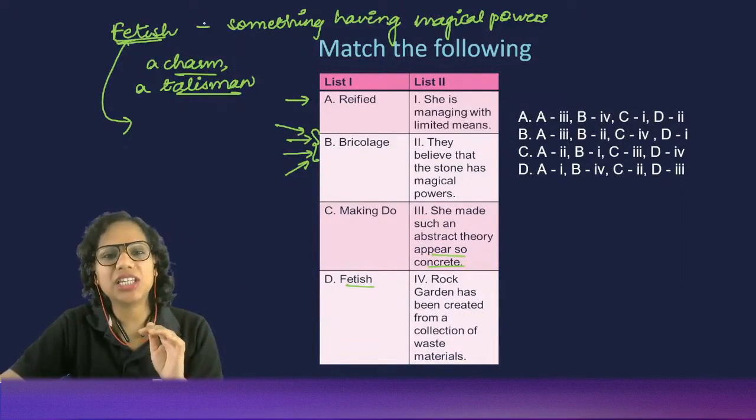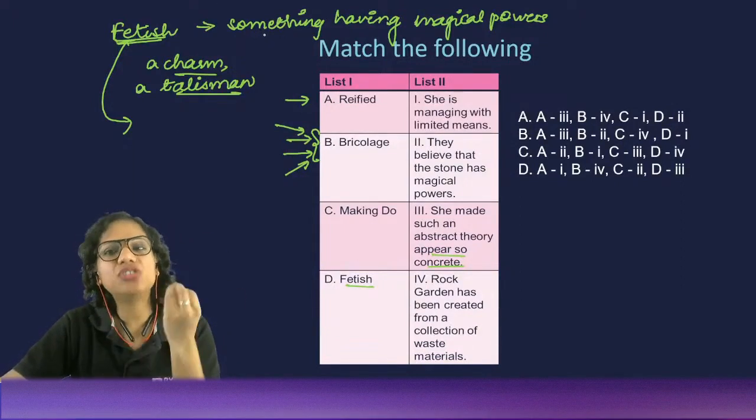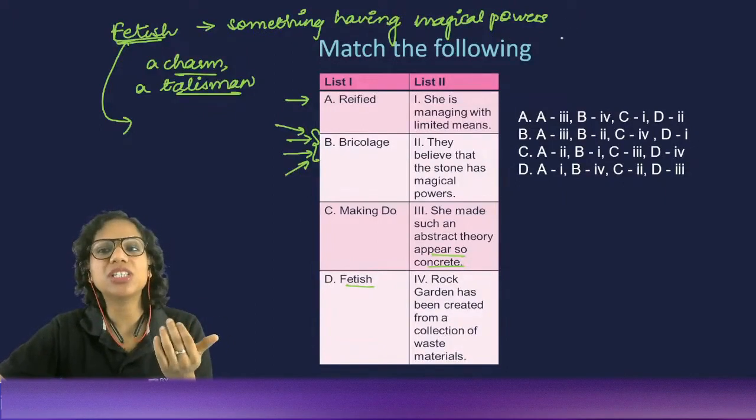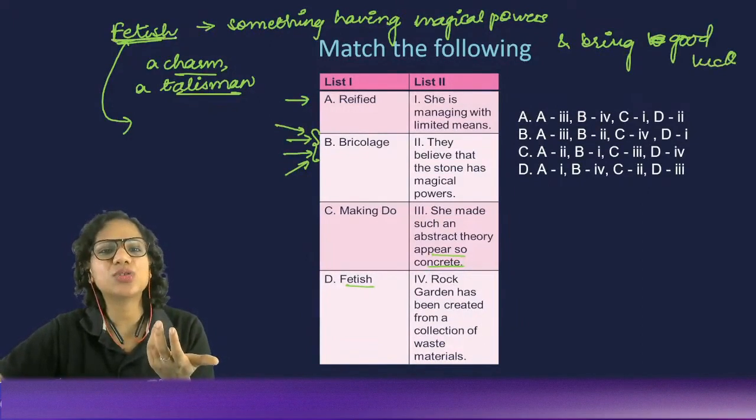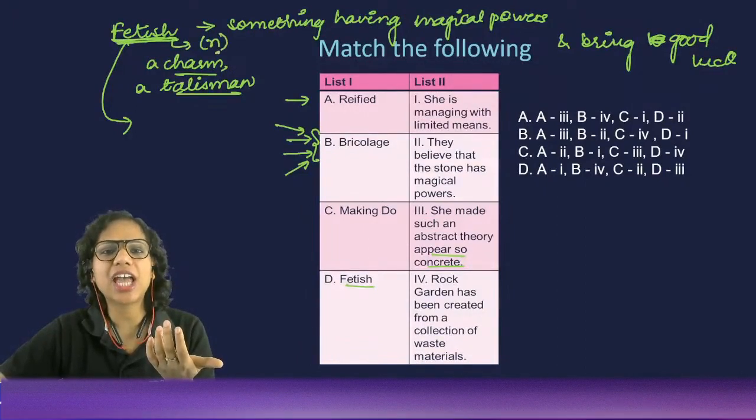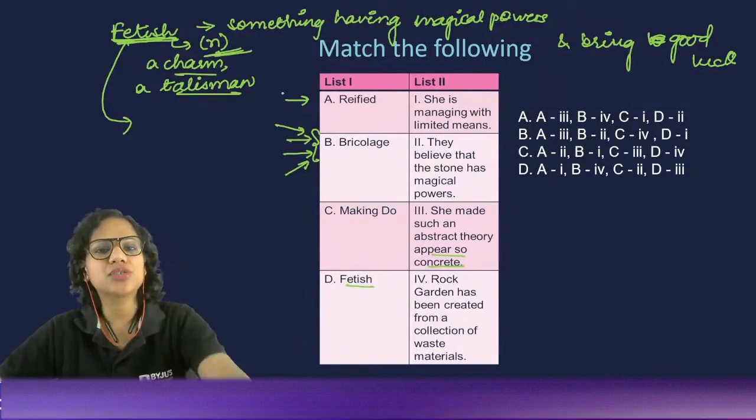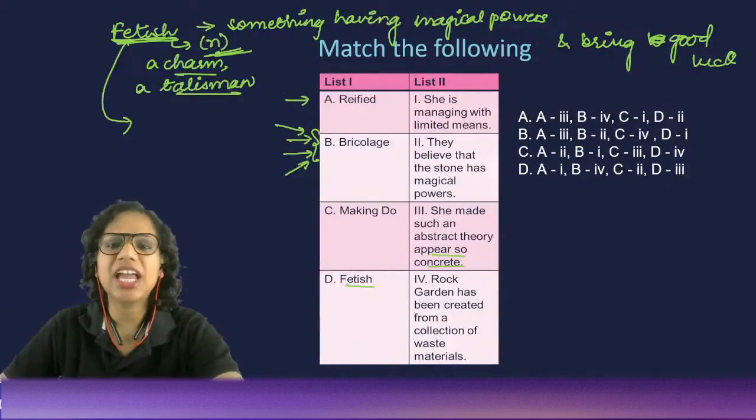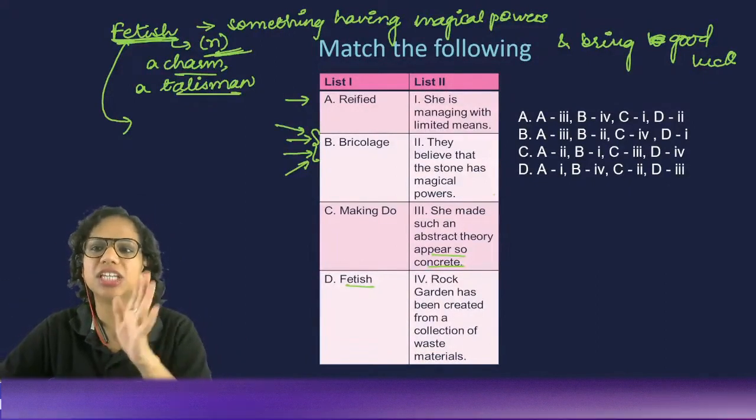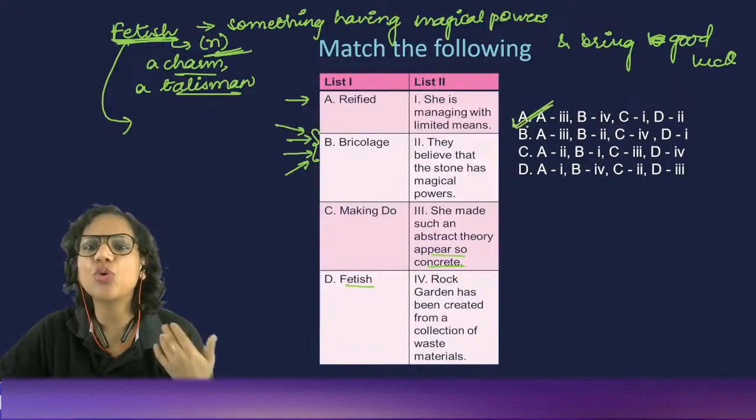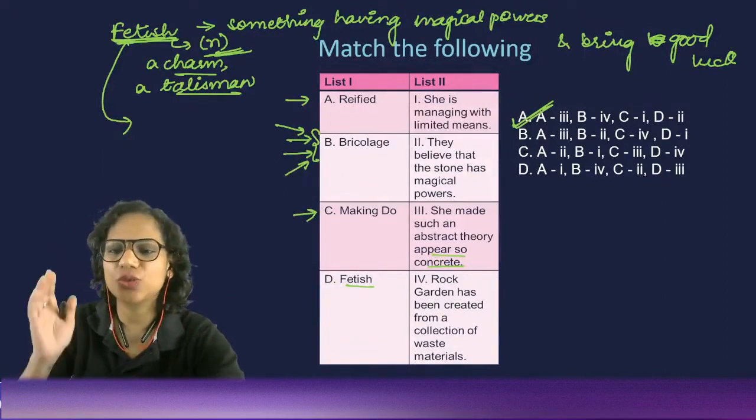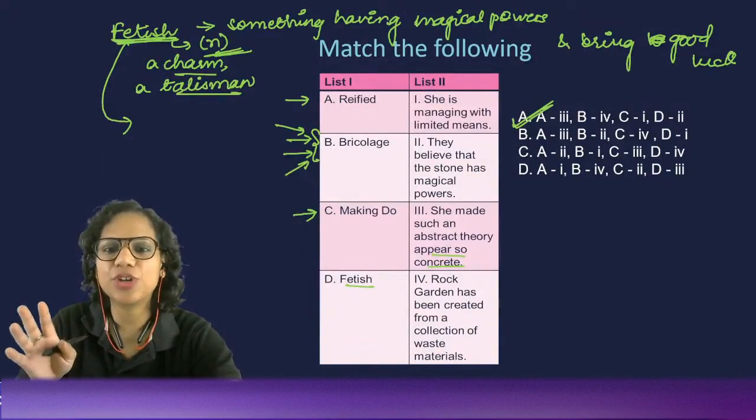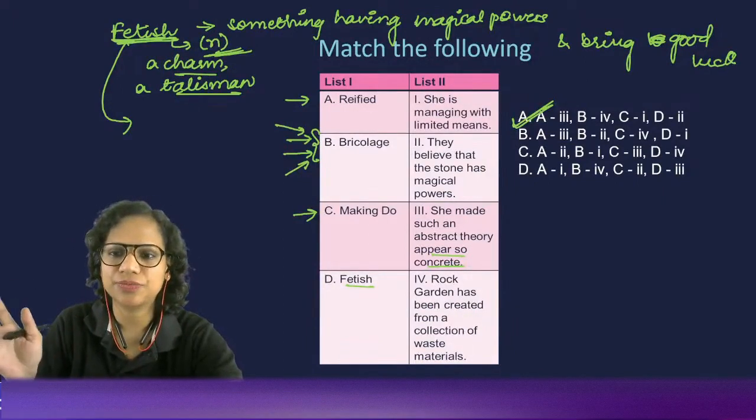Now this is another meaning. So any stone, any charm that is believed to have magical powers and bring good luck, it is usually used for something that brings good luck, not something that will bring you bad luck. That is also called a fetish. So here again I'm using it as a noun, right? So this is the second meaning, and this is the meaning that was used here, D2. Okay, but then there was no scope for getting confused in this question because the options were so easy. Does this make sense? You've learned, I think, 3 new words: reify, bricolage, and a new meaning of the word fetish, right?